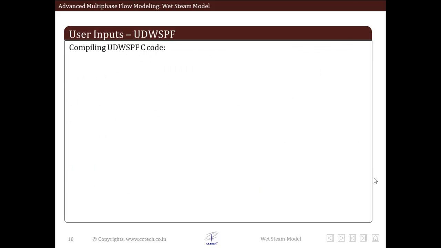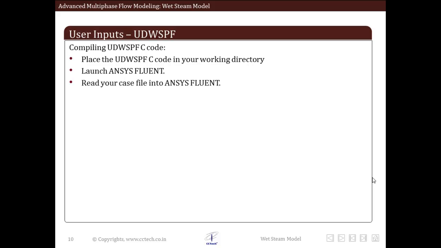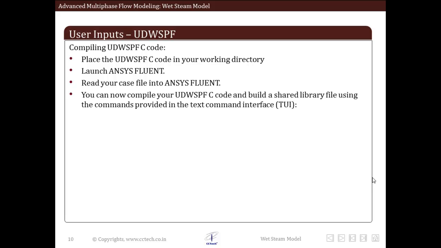In this slide, we will see how to compile the UDWSPF C code. First, we have to write the C code for our user-defined wet stream property functions. After this, we place that C code in the working directory. Then we launch ANSYS Fluent as usual. We read the case file that we want to solve. After that, we can compile the user-defined WetStream property function C code and build a shared library using the commands below. We will see these commands one by one.